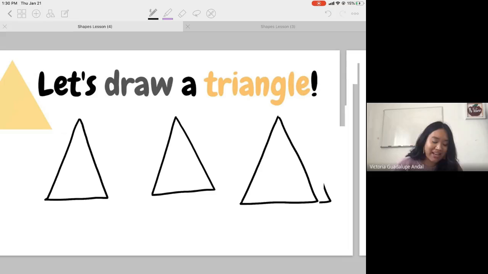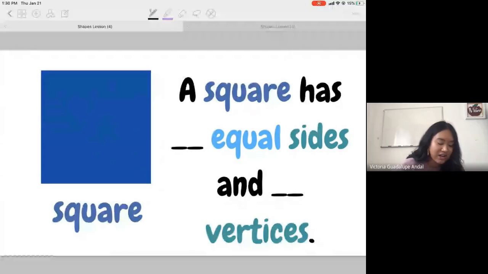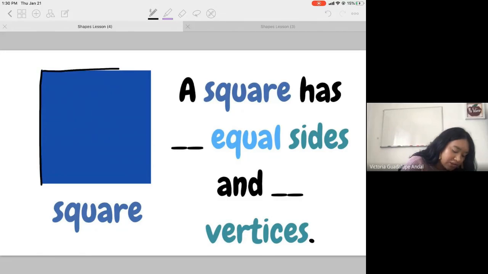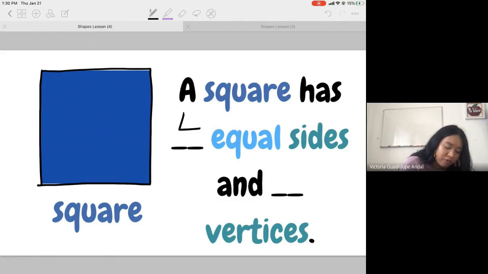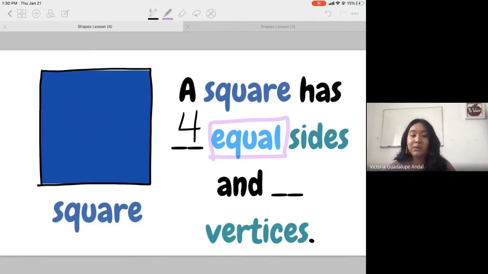Awesome. Let's go ahead and look at our square. Good job. So we're going to see how many sides a square has. A side is a line in a shape, remember. So we're going to go 1, 2, 3, and 4. We have 4 sides in a square. And here's a very important word, equal. Can you say equal with me? Equal. Equal means the same. So this means that our square has 4 equal sides, meaning that the sides are the same length.